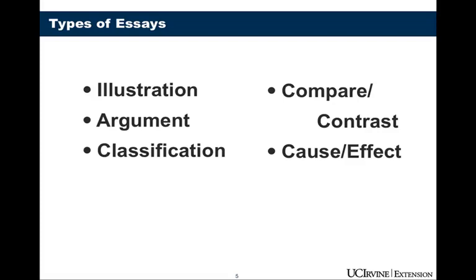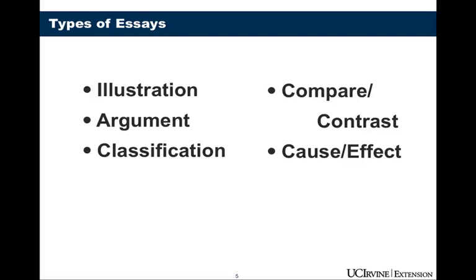Classification divides a topic into categories, and each body paragraph will be a separate category. These essays have a thesis statement and several body paragraphs to support the thesis. Compare and contrast is a type of essay that shows the similarities between two things or the differences between two things. In this type of essay, the body paragraphs will be about the similarities or the differences.